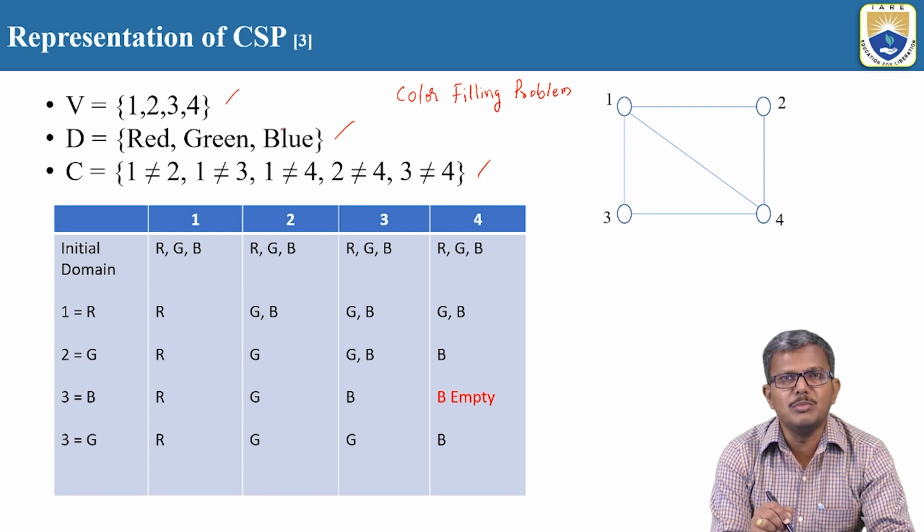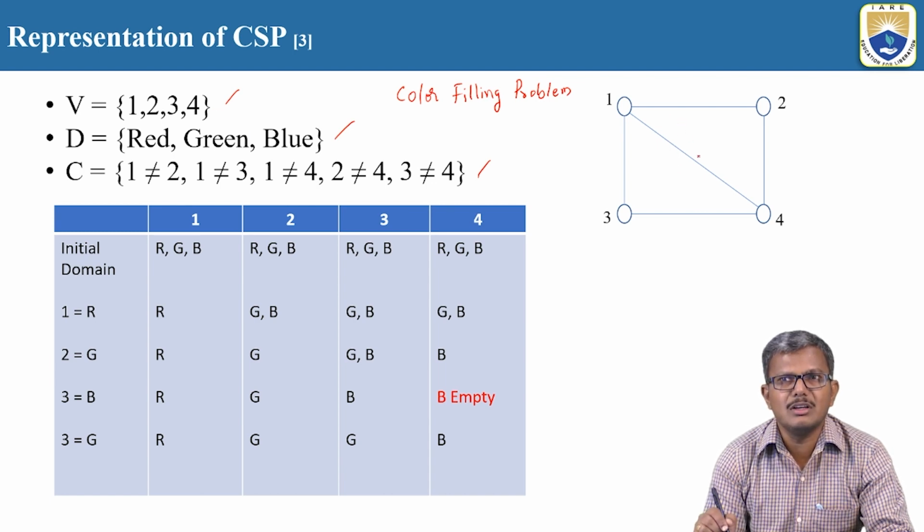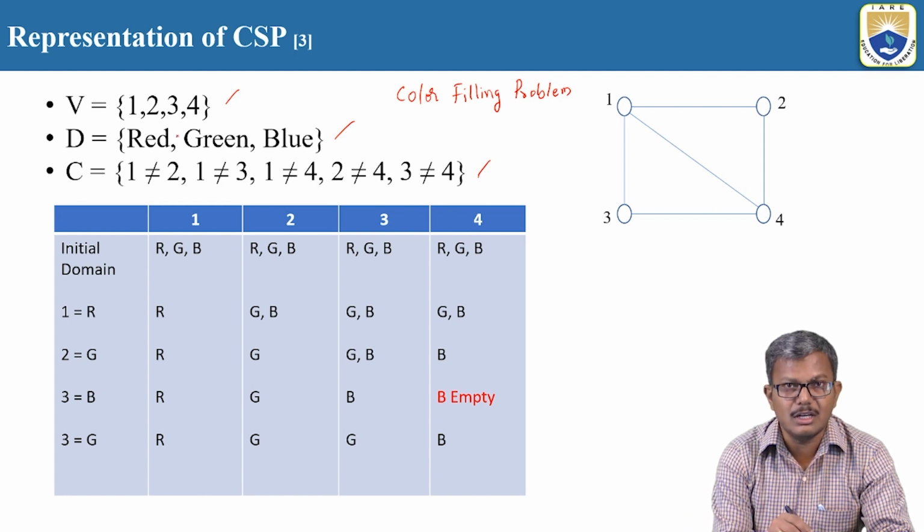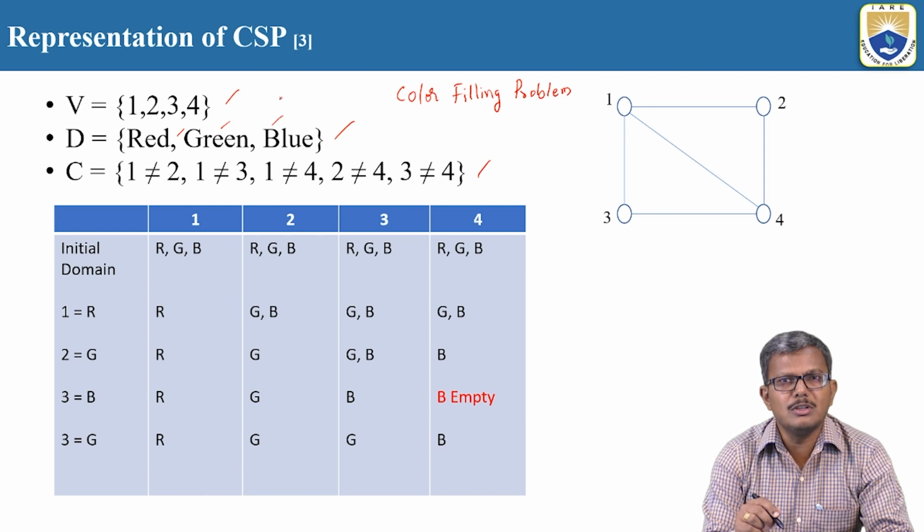Red, green and blue. So what this 1, 2, 3, 4 talks about means there are 4 circles in the given state space. This will become the state space. In this state space, there are 4 circles. So what we need to do is fill up these circles with colors. So what colors can you take? You can take either red, green, or blue.